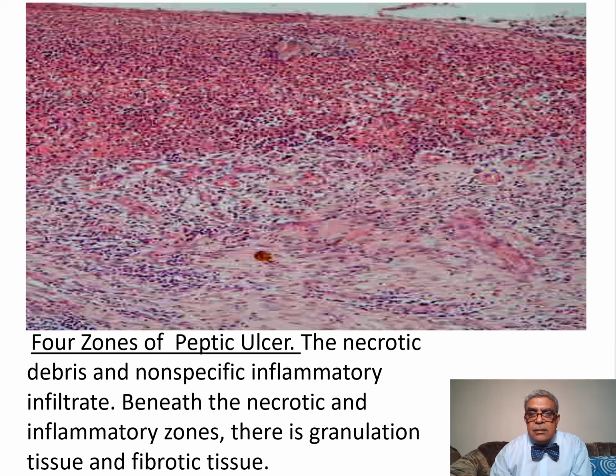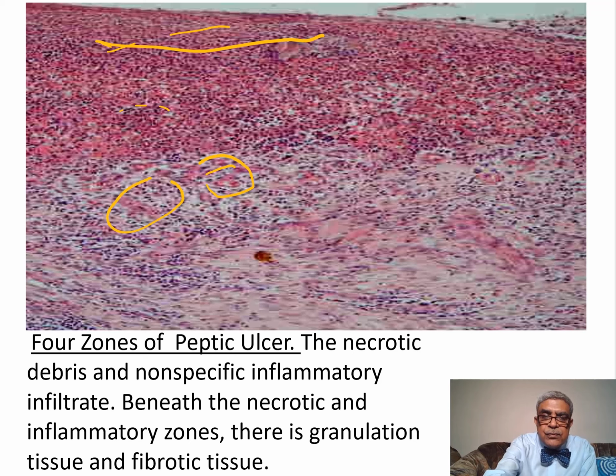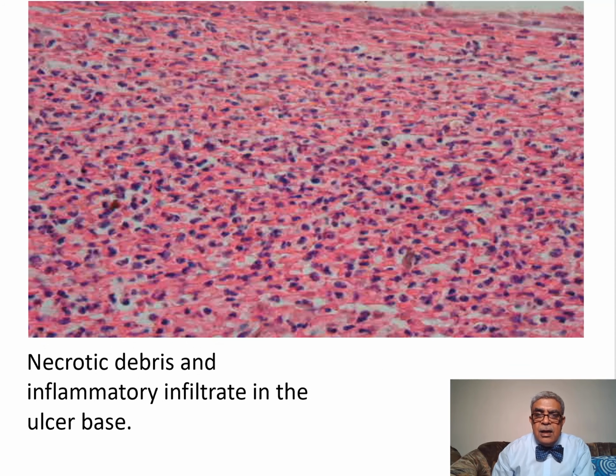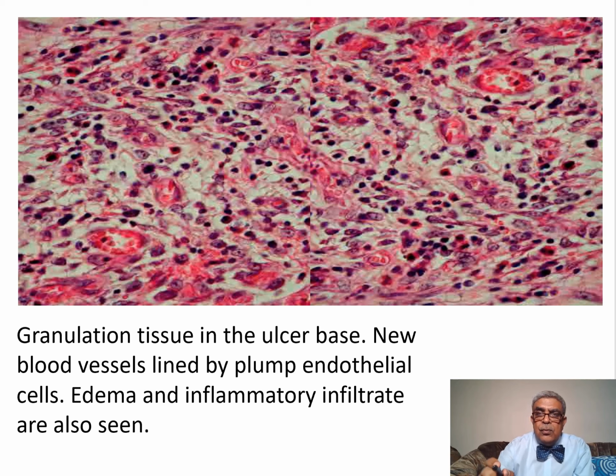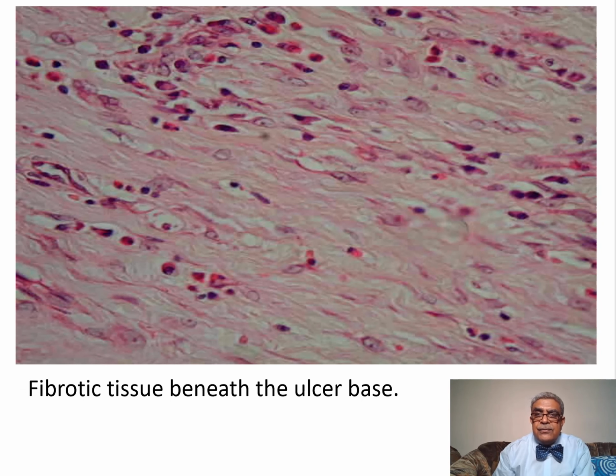Now here you can see there is necrosis and then beneath there is inflammation, and beneath this there is granulation tissue, and look at these small blood vessels. There is granulation tissue formation, and down is the fibrosis. Necrotic debris and inflammatory infiltrate in the ulcer base. Then formation of granulation tissue, new small blood vessels which are present. You can see that they are lined by plump endothelial cells, edema and inflammatory infiltrate are also seen. Fibrotic tissue beneath the ulcer base, all fibrosis.